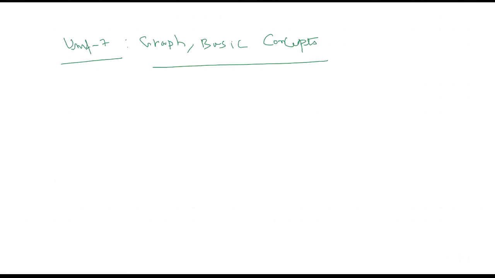Definition. A graph is written as G = (V, E). V means vertices, E means edges.